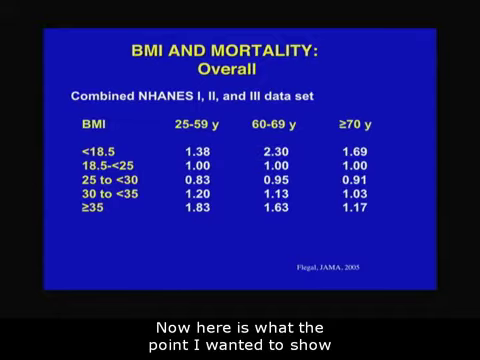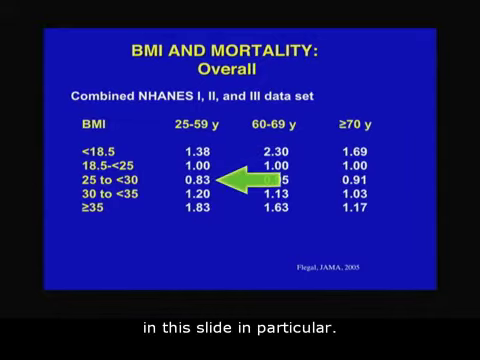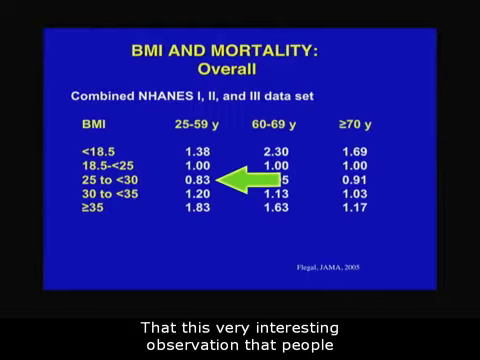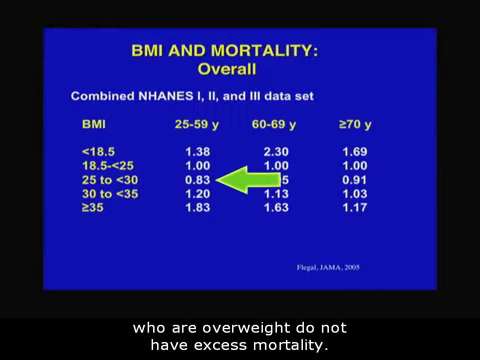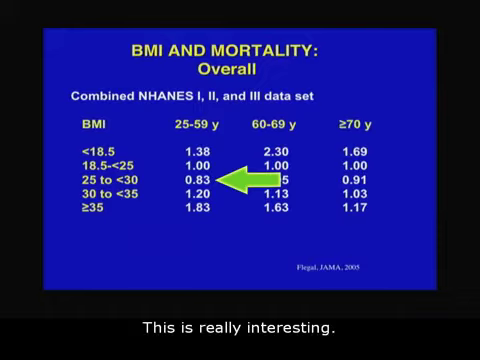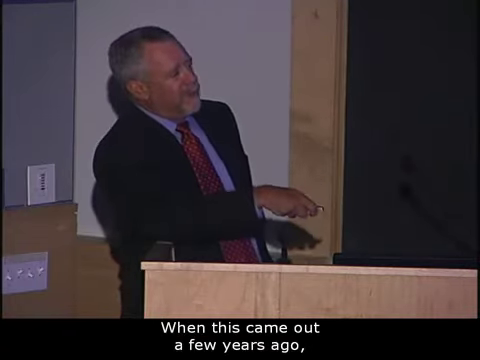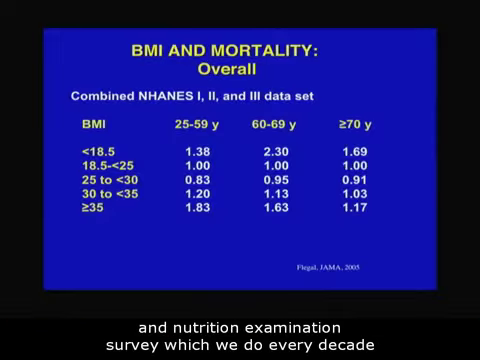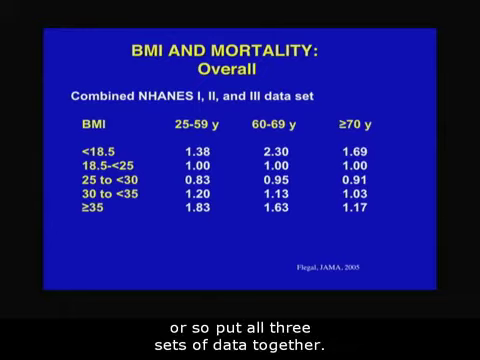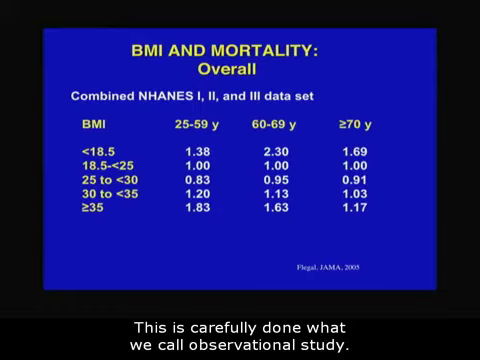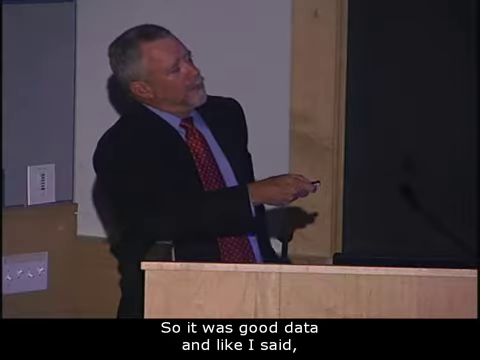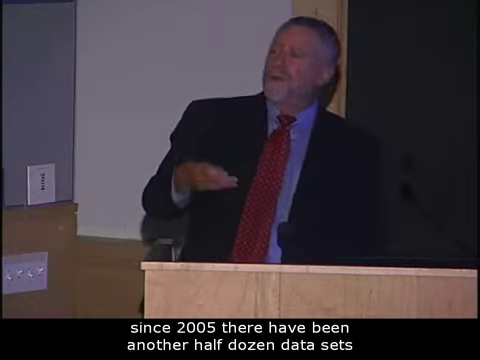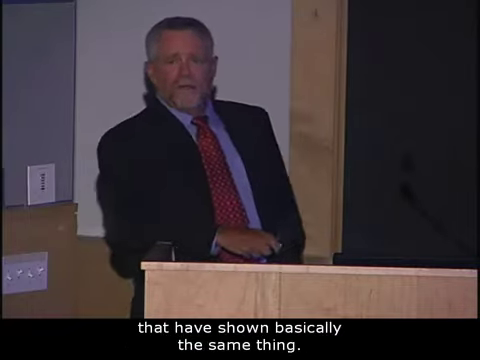Now here's the point I wanted to show in this slide in particular, this very interesting observation that people who are overweight do not have excess mortality. So this is really interesting. And when this came out a few years ago, everyone said, well, it's just one study, let's see what happens. But it was a really good study because it took the National Health and Nutrition Examination Survey, which we do every decade or so, and put all 3 sets of data together. This is a very carefully done, what we call observational study. And so it was really good data. And like I said, since 2005, there have been another half dozen data sets that have shown basically the same thing.